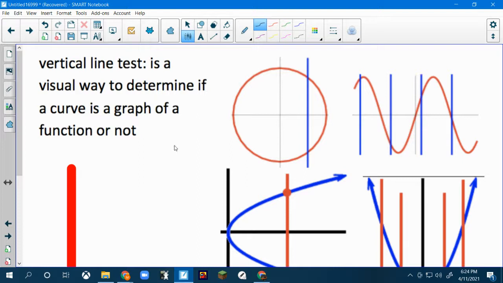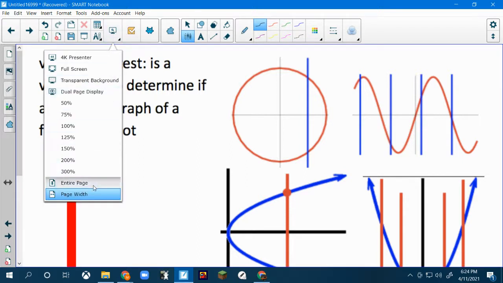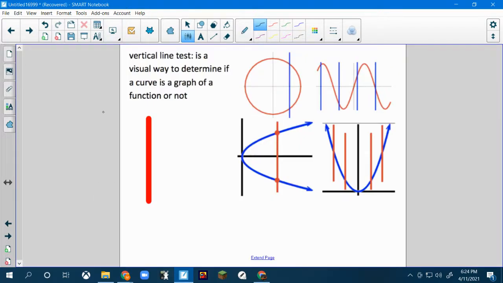We're going to look at some more examples. We do that by doing what's called the vertical line test. The vertical line test is a visual way to determine if a curve is or is not a function. Okay, look at our line here. Our red is our graph and the blue is our vertical line test on this one. We want to know with this vertical line test, does our graph, in this case our circle, touch this vertical line in more than one spot?